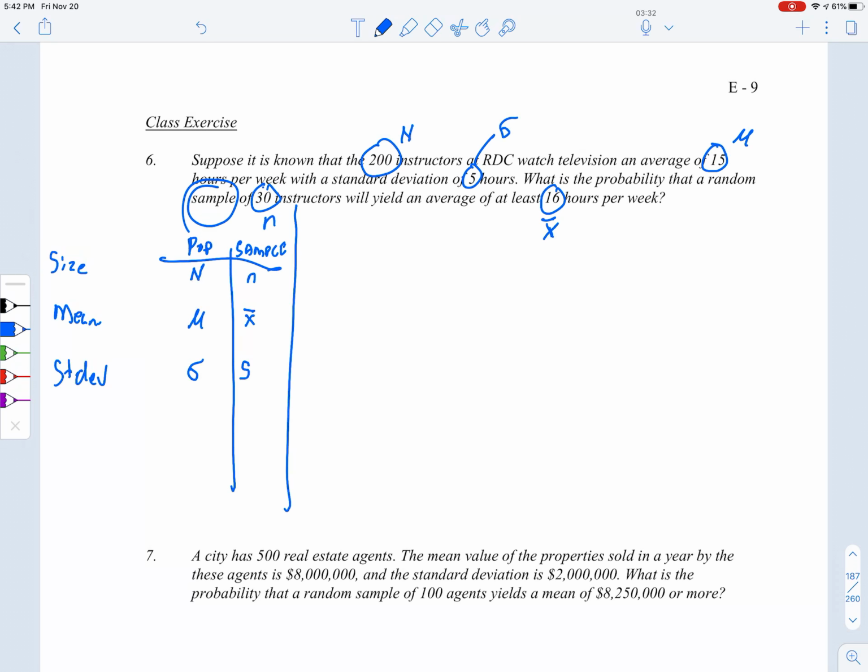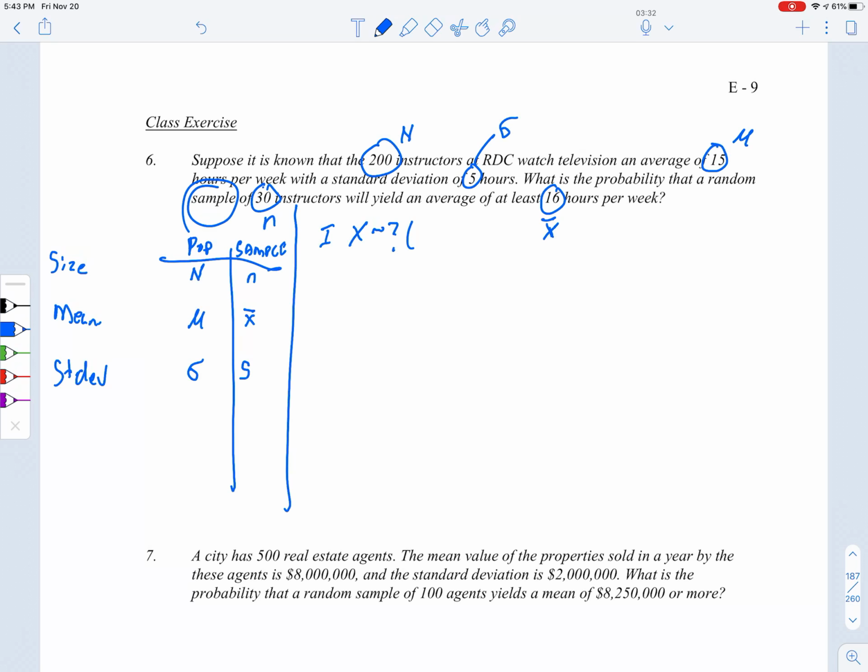All right, let's go through the steps here. Step number 1. What do we know about the population? Well, X is normally distributed. Or is it? Now, it actually doesn't say anything here about the distribution of television times being normally distributed. But is that a problem? And the answer is no, because of the central limit theorem.